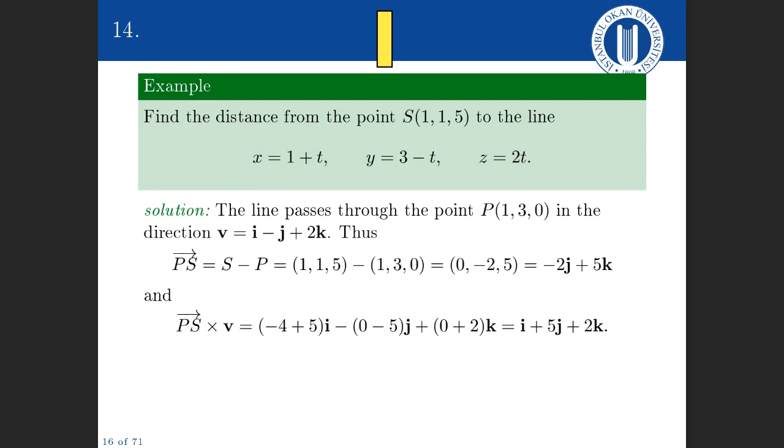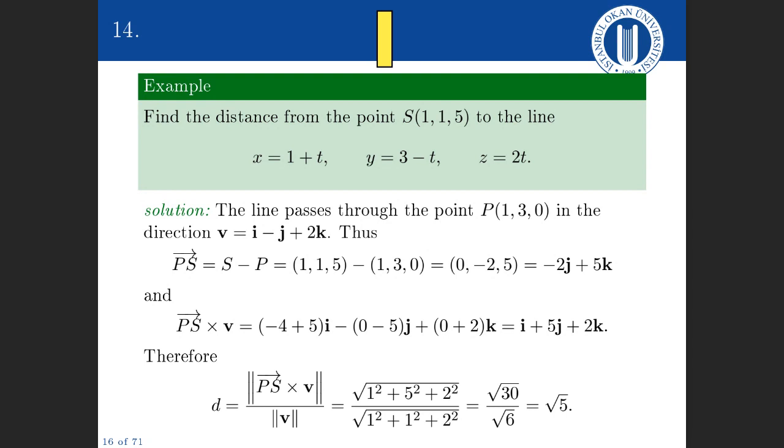We need the vector from P to S, so we can calculate that: minus 2j plus 5k. And then we need the cross product between PS and V. I'll leave it for you to check that this is i plus 5j plus 2k. And then we use our formula, the formula from the previous page. Distance from the point to the line is the norm of PS cross V divided by norm of V. Put our vectors in, calculate their norms, and we get our answer.